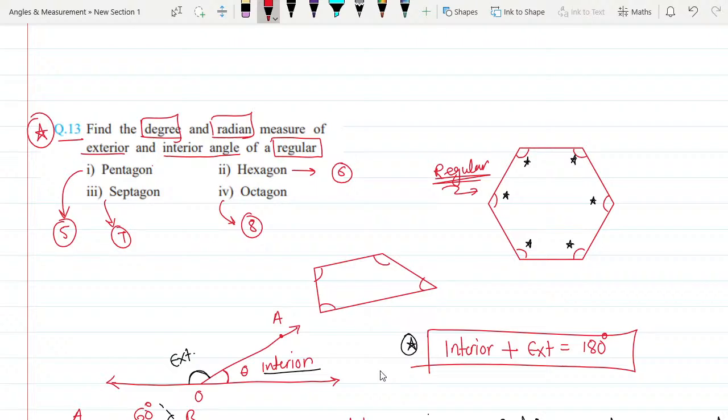Great. Now let's see. I will take one more question. Okay, so let's take this septagon. You may find this difficult, but it is actually not. It will follow the same procedure.